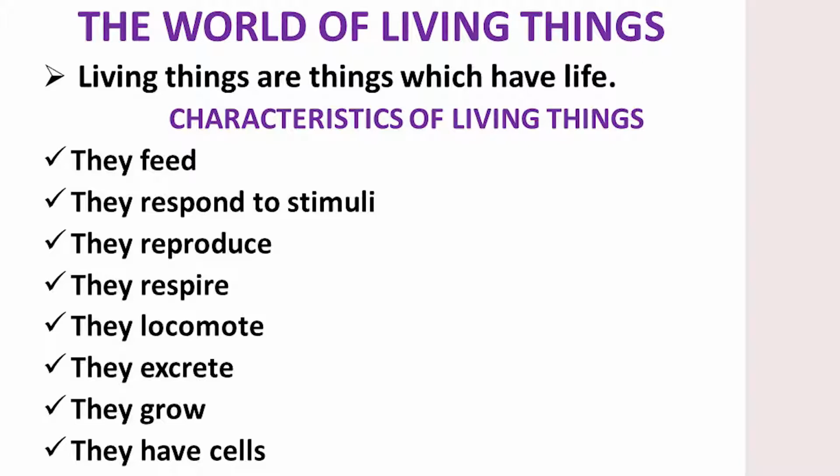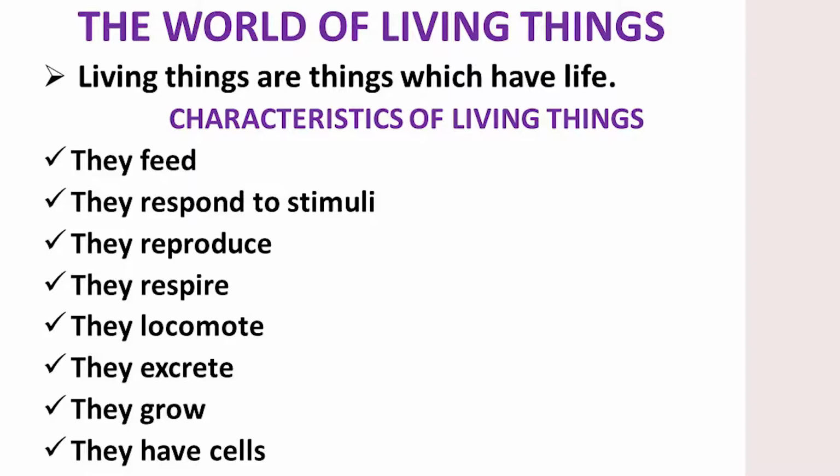Living things locomote or move. They are able to move from place to place. Even those that cannot move from one place to another are able to move their parts. Living things excrete or carry out excretion. This is the removal of wastes from the body. Living things grow, and finally, living things have cells.